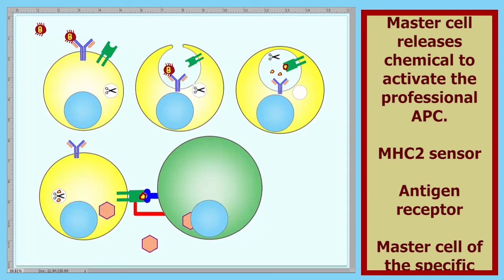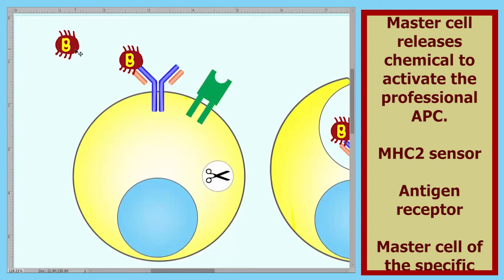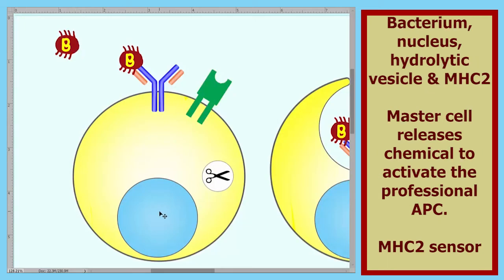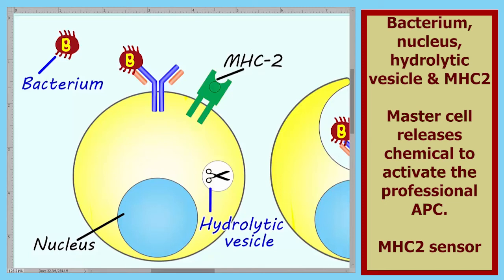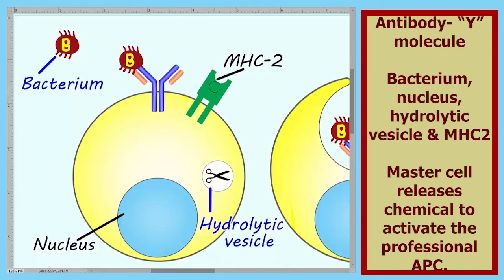Let's annotate the items in this lecture. Here we have a bacterium, the nucleus, a hydrolytic vesicle, and the MHC2 molecule. The one new item that we have is the Y-shaped molecule. This molecule is called an antibody. And these are all of the items in step 1.